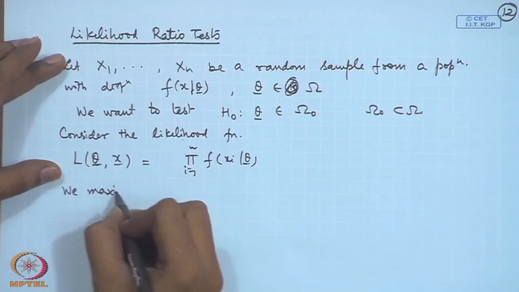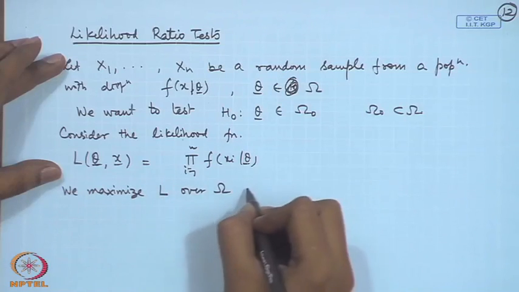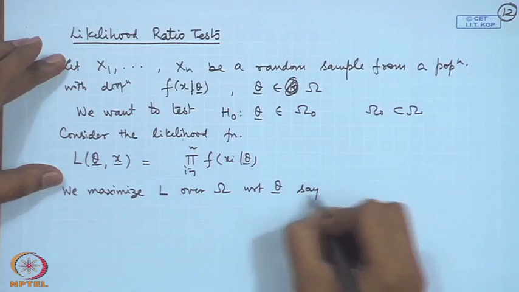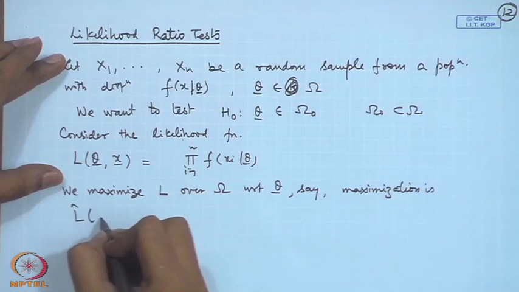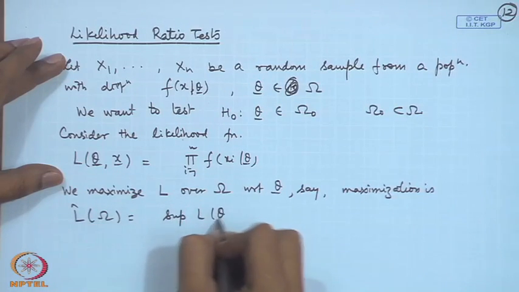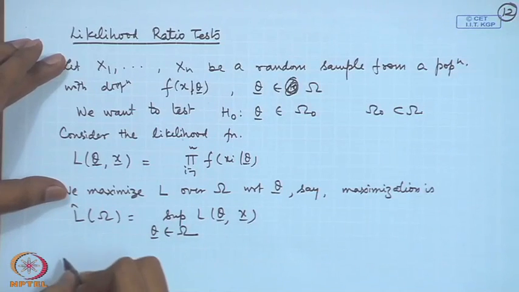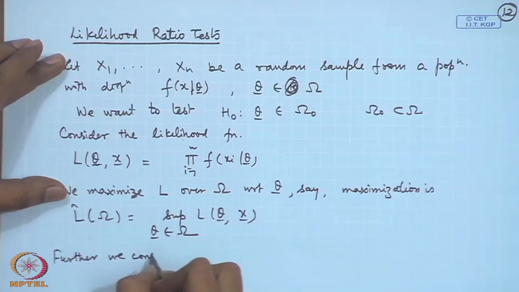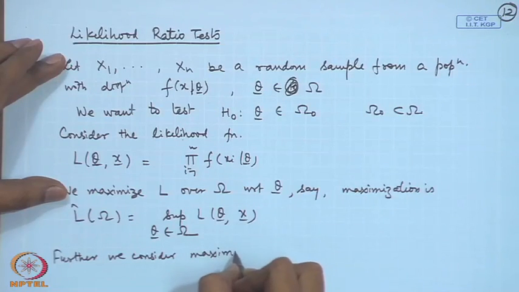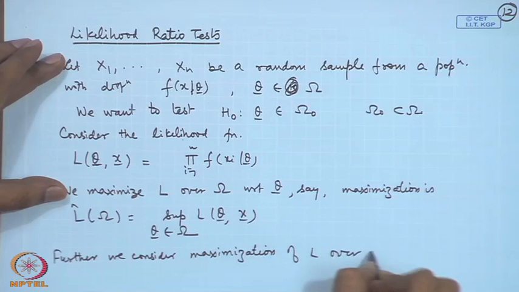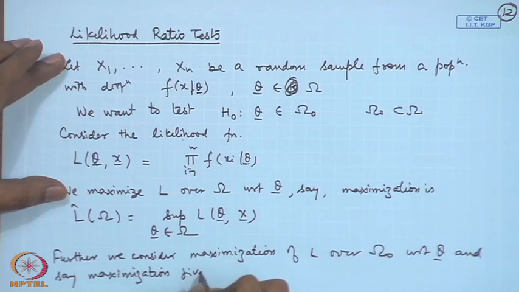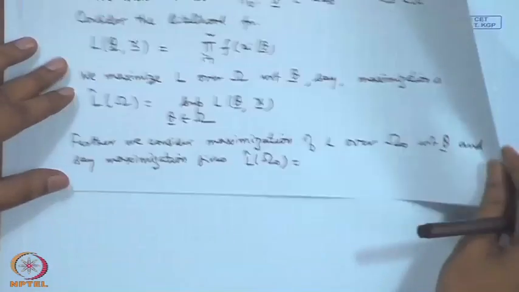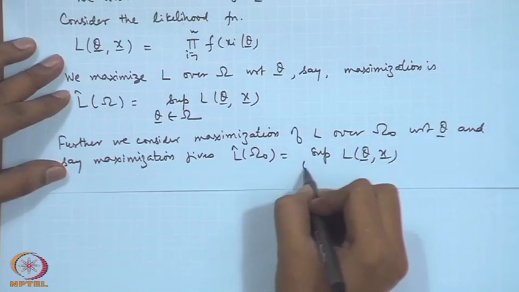We maximize L over omega with respect to theta, say the maximization is L head omega, that is equal to supremum of L theta x for theta belonging to omega. Further, we consider maximization of L over omega naught with respect to theta, say the maximization is L head omega naught, that is equal to supremum of L for theta belonging to omega naught.